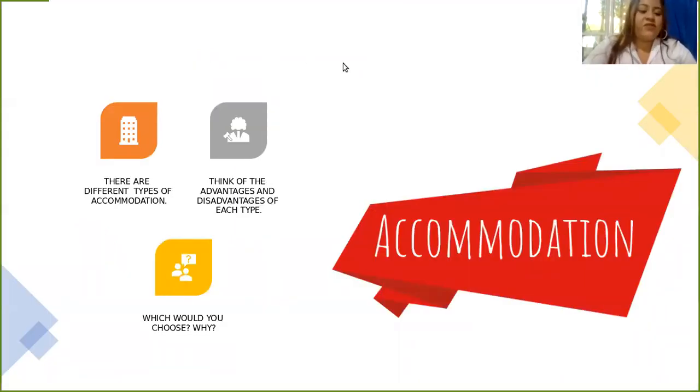Accommodation. There are different types of accommodation. Hay muchos tipos de alojamientos. Yo creo que con la palabra alojamiento se nos vienen a la mente muchos lugares. Can you tell me why? One of them. ¿Pueden escribir en el chat un tipo de alojamiento que se les viene a la mente? A hotel. A hotel, yeah.